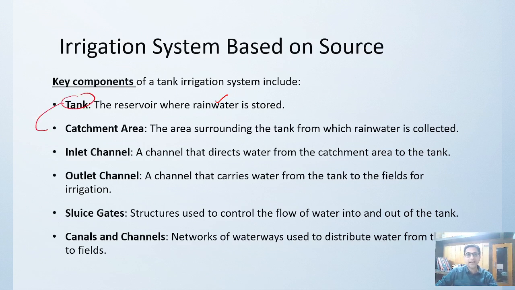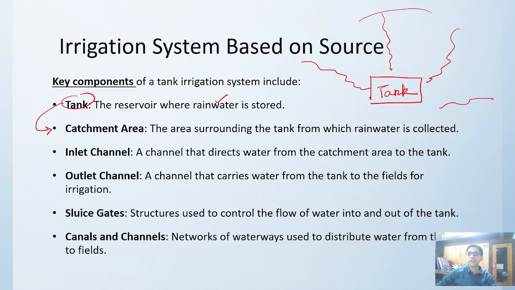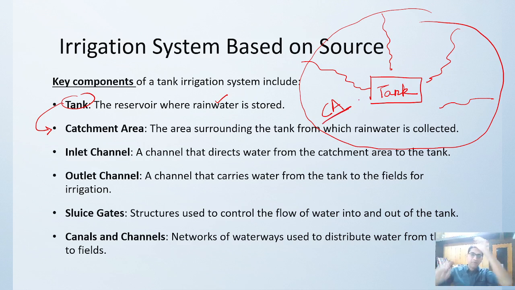Along with a tank, there is a word called catchment area. Catchment area means if we have a tank over here, and the water is flowing from here, from here, and from here, we call this whole area the catchment area of the tank. From wherever the rainwater is collected in that tank, we call that whole area a catchment area.